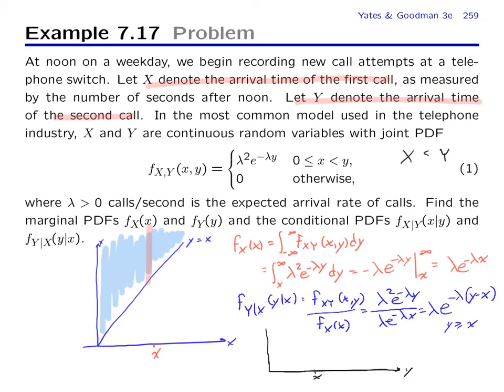Although we're running out of room on this slide, it's worth noting that in terms of y, it's a shifted exponential PDF. It's an exponential PDF with parameter lambda, but it starts at x. What this says is that y is equal to x plus another independent exponential random variable.